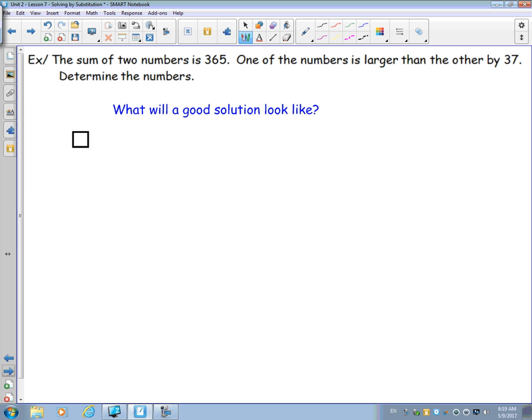Okay, last thing. Let's look at a word problem. So our objective here is, yes, we're solving things, but we want to be able to apply this. So we've got to start practicing those word problems we learned how to set up. So what will a good solution look like? What do we need? Well, the first thing we need is let statements. Let's read it. The sum of two numbers is 365. One of the numbers is larger than the other by 37. Determine the numbers. Okay, I don't know what the numbers are. So x equals the first number. And similarly, y could be the second number. So that's step one. Give myself let statements.